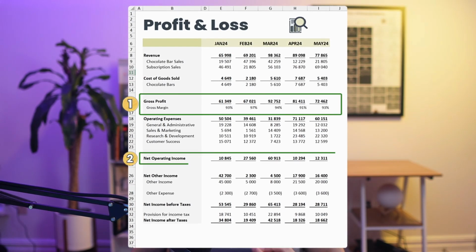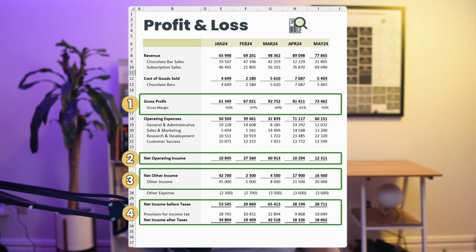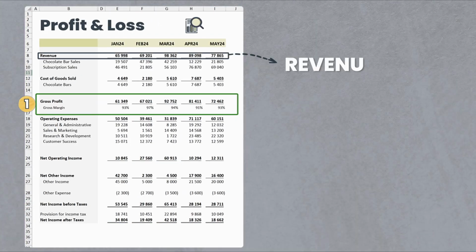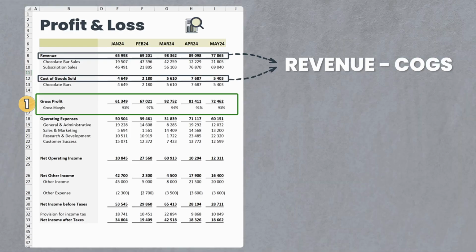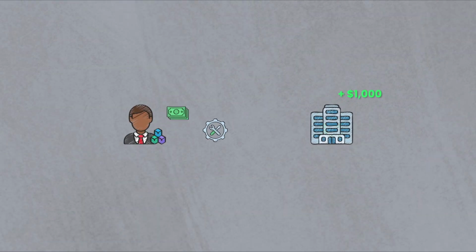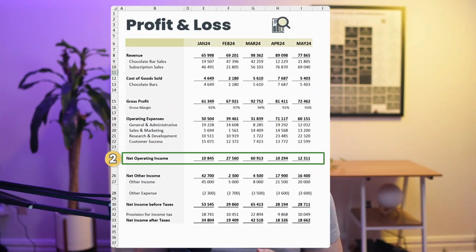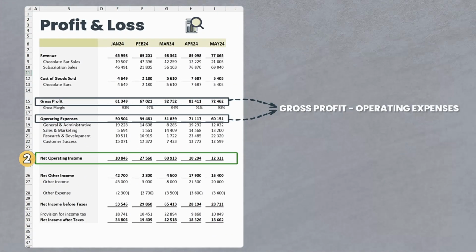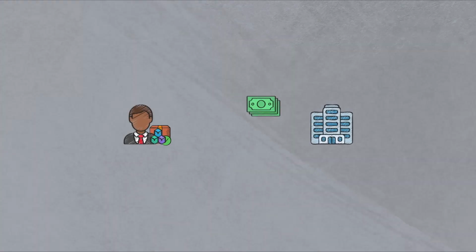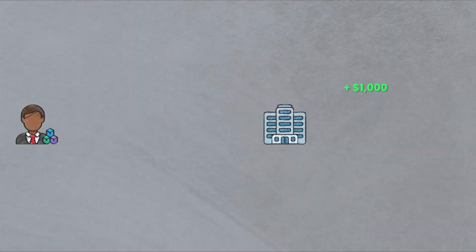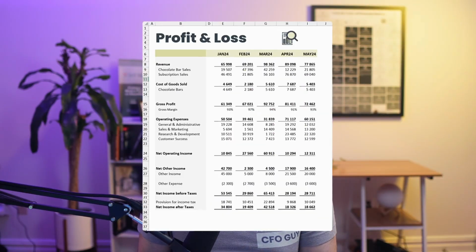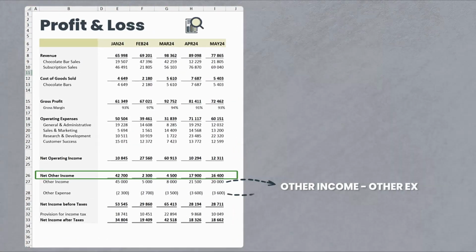Note that we also have profitability metrics on the profit and loss. So gross profit is the first one, and that's calculated by taking your revenue and subtracting out your cost of goods sold. It tells you how much profit you generate after each sale. Then we have net operating income. That's calculated by taking your gross profit and subtracting out your operating expenses. It represents the profits left over after each sale, after you take into account the expenses to run your business. And then we also have net other income, which is just your other income less your other expenses.